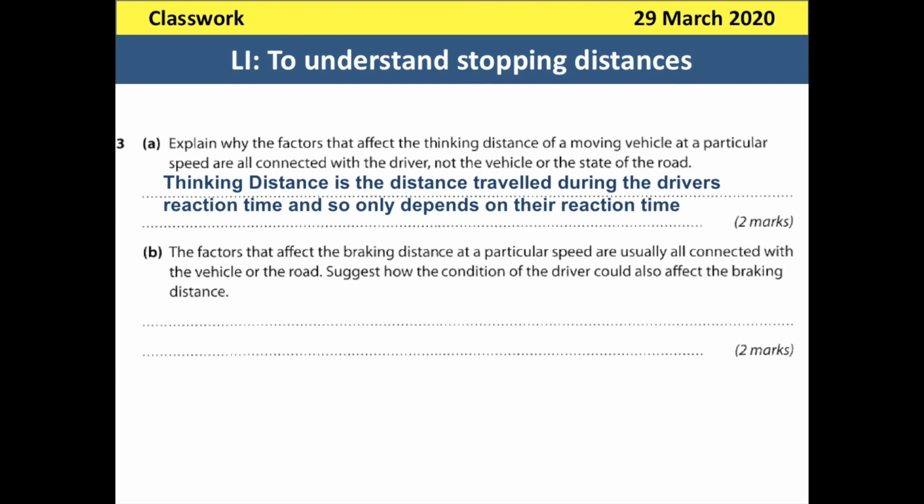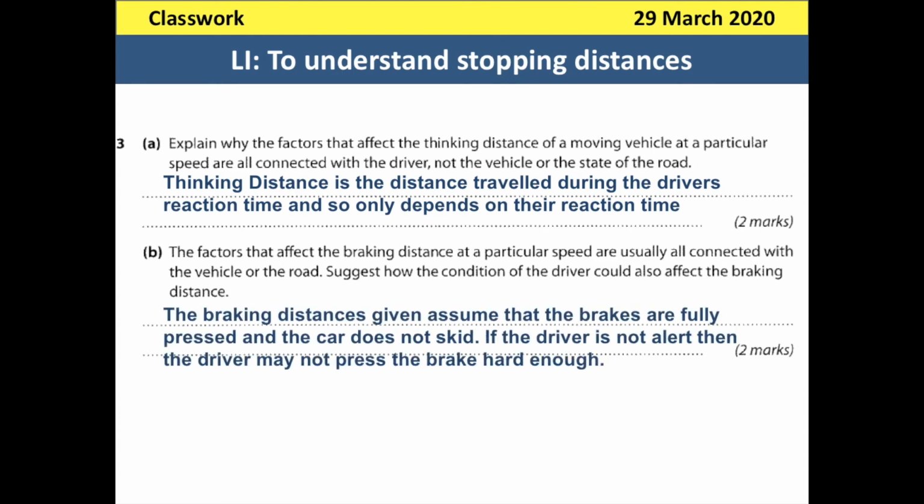Part B. The factors that affect the braking distance at a particular speed are usually all connected with the vehicle or the road, but suggest how the condition of the driver could also affect the braking distance. Well, essentially, if the driver doesn't press the brake hard enough, then that is going to affect the braking distance. So, the braking distance given assumes that the brakes are fully pressed and that the car doesn't skid. If the driver is not alert, then the driver may not press the brake hard enough.